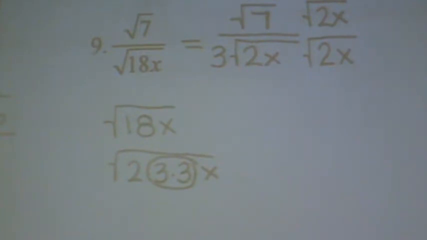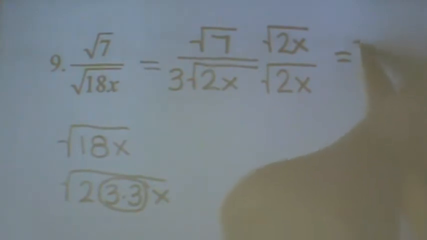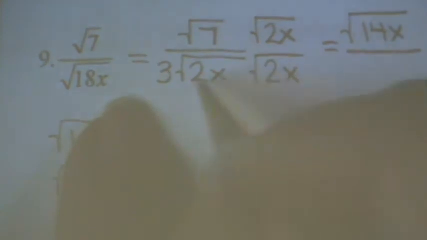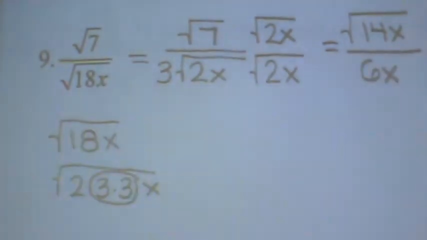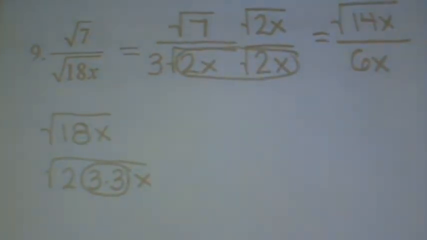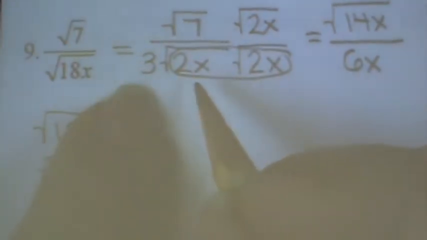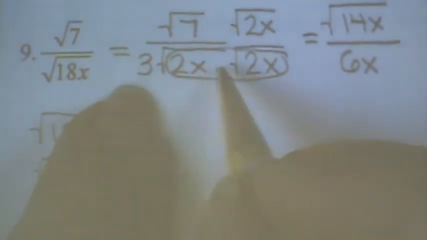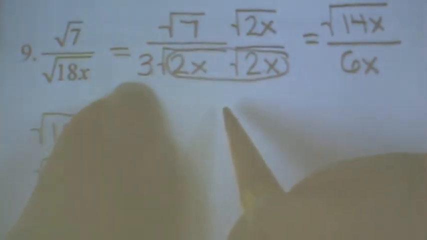Who thinks they know what the top is going to be? You got it. Nick, say it. Root 14x over 6x. You got it. You wanted a pair, and you got it. You take it out. How did you get 6x, Nick? The radicals are going to cancel, so you're going to get 3 multiplied by 2x, and then just multiply to get 6x.